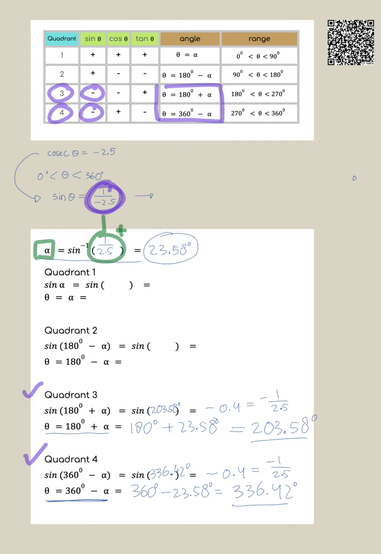Then tomorrow I'm going to make a similar video, but slightly more complicated. The theta is not limited to 0 to 360. We can use other ranges of values of theta. See you tomorrow.